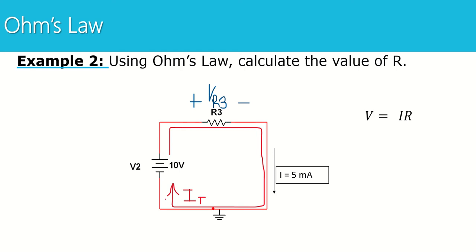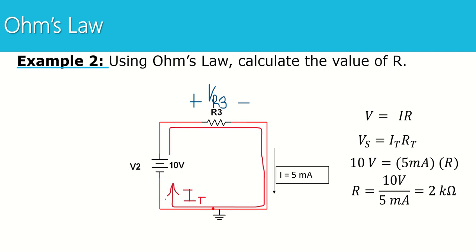Now let's apply Ohm's law. I know that V equals IR. In this case, that means my source voltage, my 10 volts, is equal to my total current times my total resistance. And in this case, I only have one resistor in the circuit, so my total resistance is that one resistor. Plug in what I know, and I have 10 volts is equal to 5 milliamps times R. Remember your engineering notation here. Milli means times 10 to the negative 3. So I don't have 5 amps, I have 5 times 10 to the negative 3 amps.